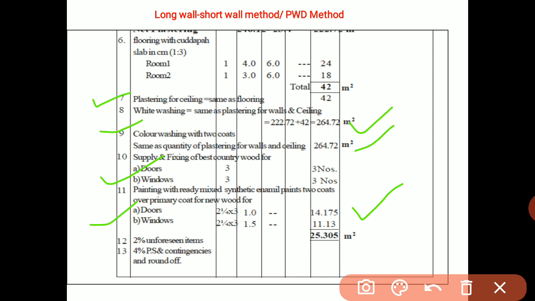Then we are going to add 2% for unforeseen items. Unforeseen means whatever unexpected items we expect at the time of construction. So we'll add 2% for unforeseen items and 4% for contingencies, near about 4%. And prime cost and service cost will be added in those 4%.